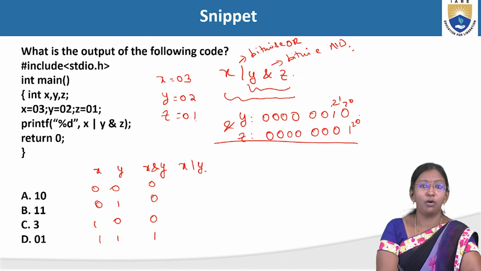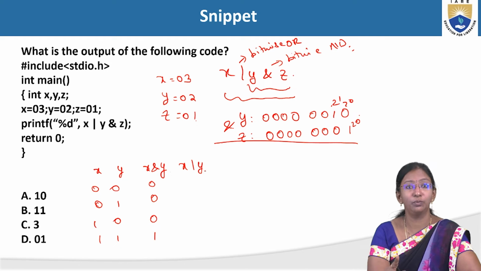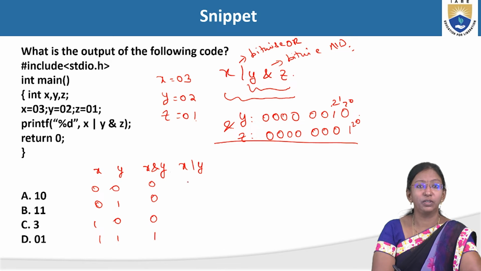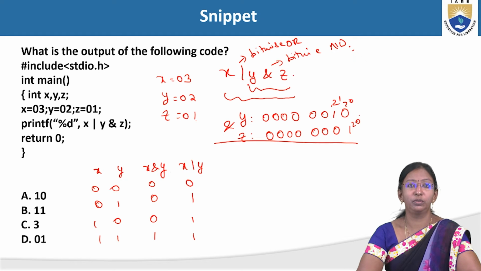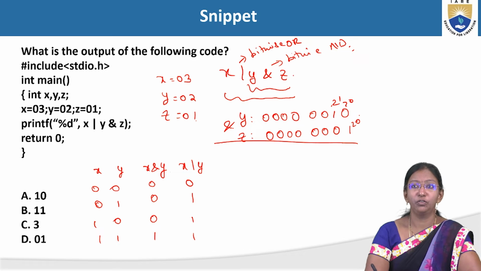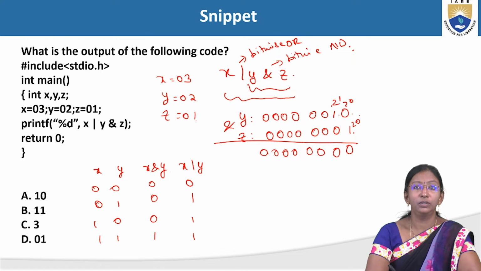If it is OR, it says that if at least one value is 1, the result will be 1. So here, the first case both are zeros, so I have to take 0. In all the remaining cases, it's 1. So this is the truth table for bitwise OR and AND. So based upon this, all zeros, guys, all zeros. So this is the result of y and z.